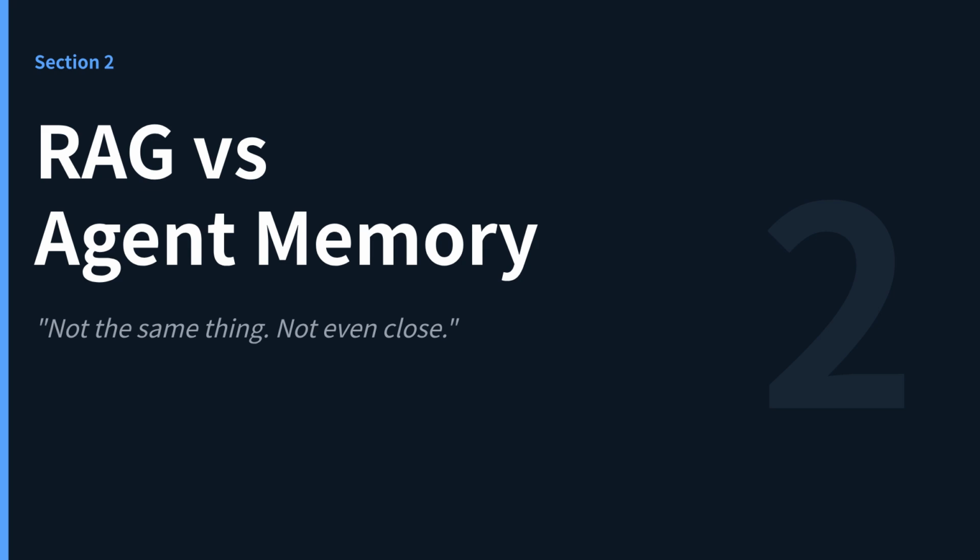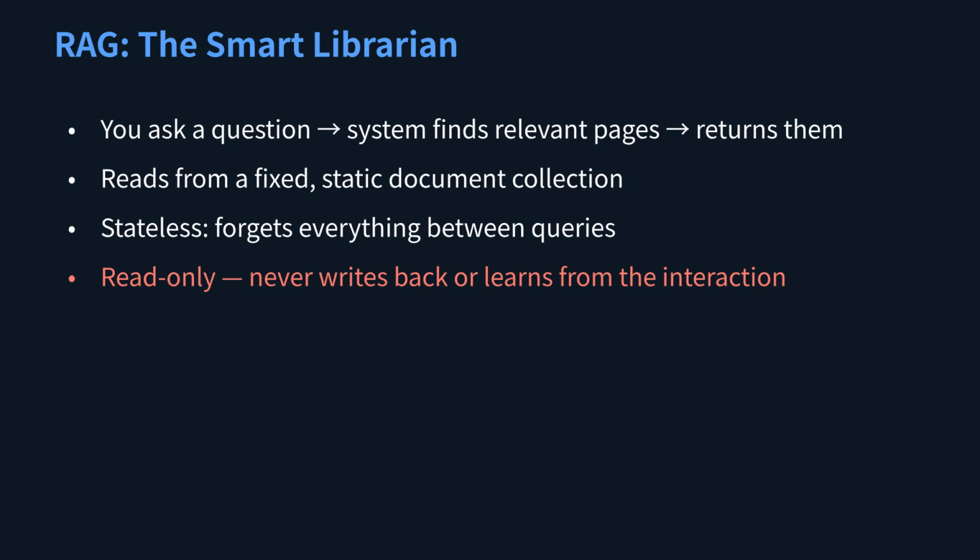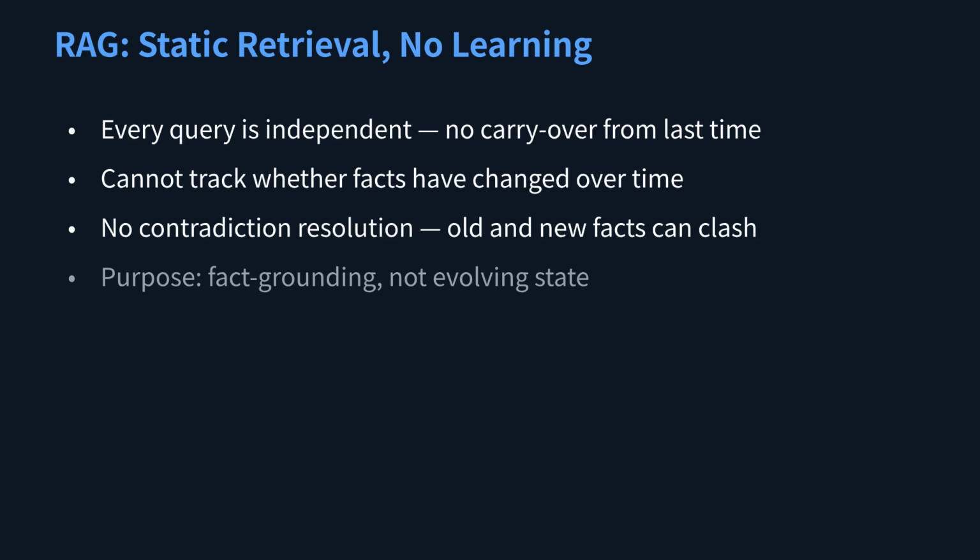Now here's something important that trips a lot of people up. You've probably heard of RAG, Retrieval Augmented Generation. Many people think RAG and agent memory are the same thing. They are not. They are fundamentally different, and the difference matters a great deal. RAG is like having a very smart librarian. You ask a question, the librarian goes and finds the most relevant pages from a fixed collection of books and hands them to you. That's it.